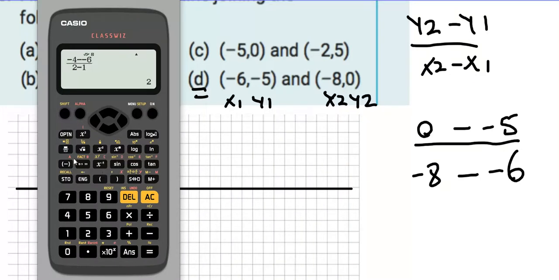So you press the fraction button. You press 0, minus 5, minus 8, minus 6. That we all did last night quite easily with the TV. And what do we get?